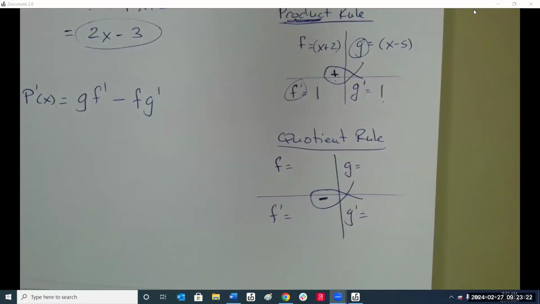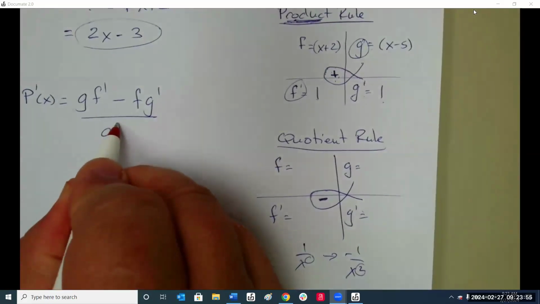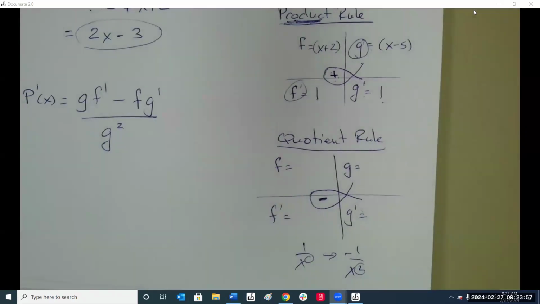But there's one more thing. Remember when we had the function 1 over x? The derivative of it became what? What was the bottom number of that one? The derivative of 1 over x. What did that give us? Negative 1 over x squared. So notice how we increase the denominator by 1. So with the quotient rule, it'll be that.